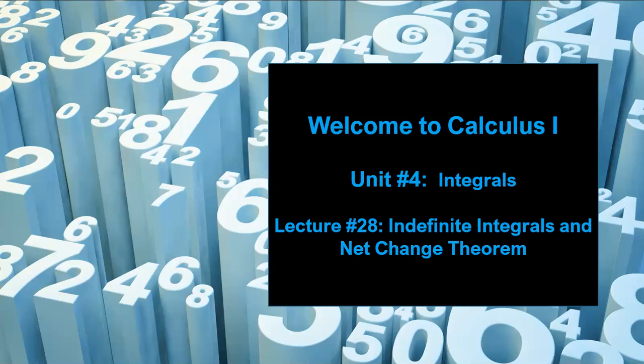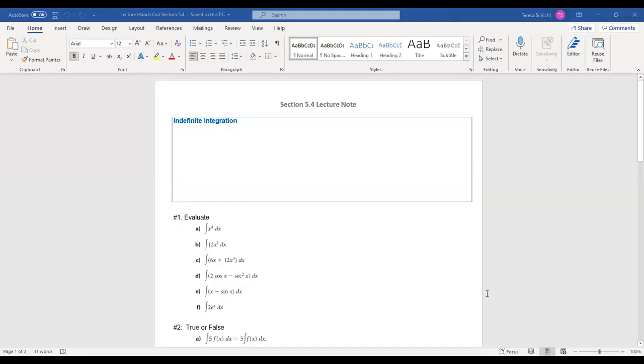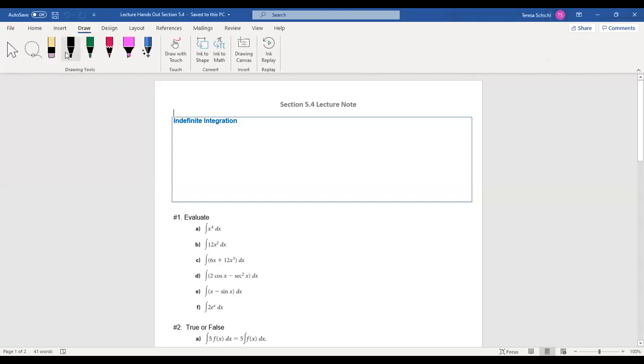In this lecture, we're going to talk about indefinite integrals and net change theory. In fact, this is a very easy lecture. Okay, let's go ahead and go to our lecture notes. So the first thing, let's take a look. How do we define the indefinite integral?